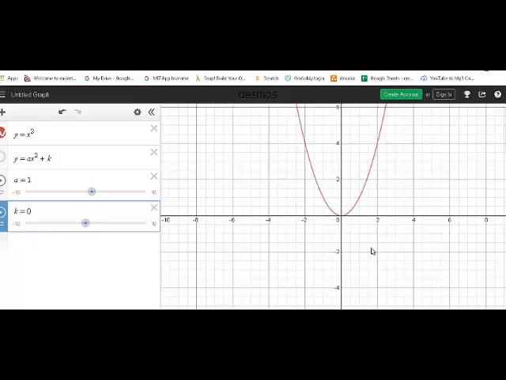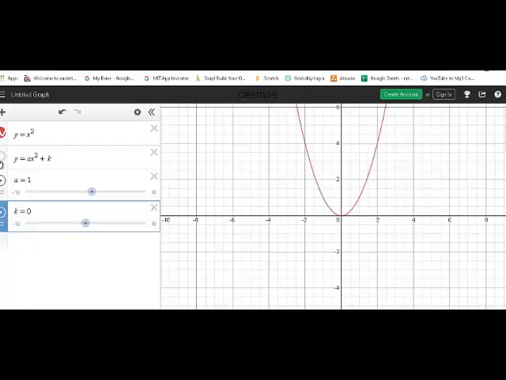Hello, in this lesson we are going to talk about the graph of the base function y equals x squared and the graph of the transform function y equals ax squared plus k. As you can see, the graph in brown represents the graph of y equals x squared.